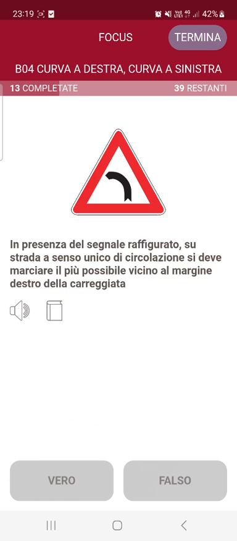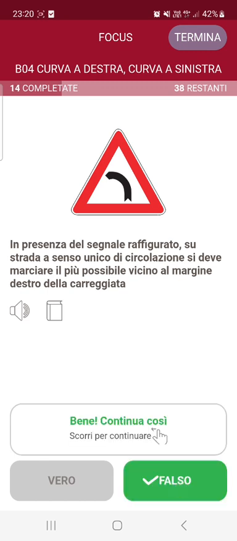In presenza del segnale raffigurato, su strada a senso unico di circolazione si deve marciare il più possibile vicino al margine destro della carreggiata. Falso. Senso unico, what does it mean?